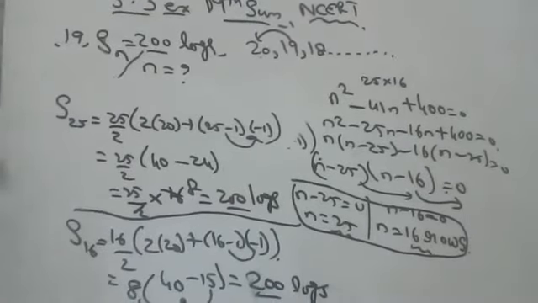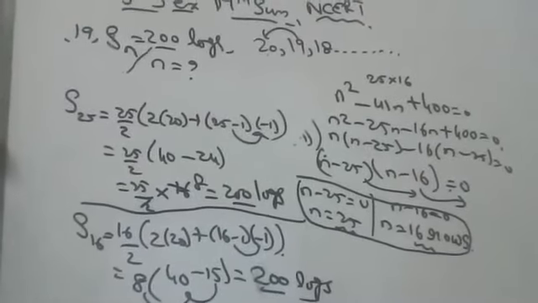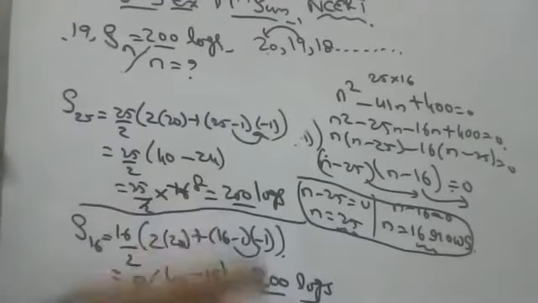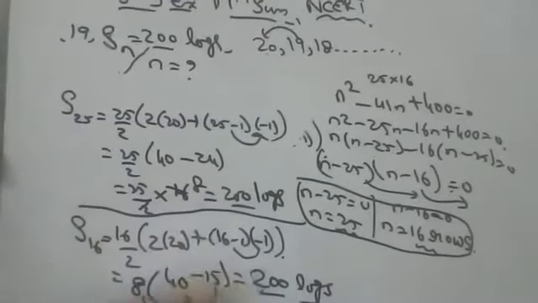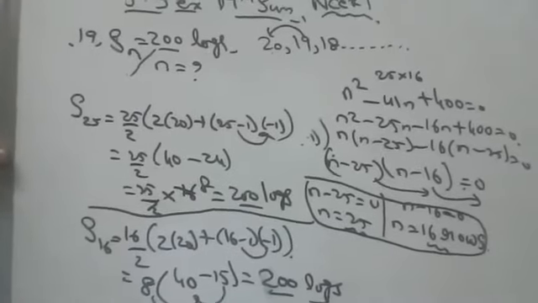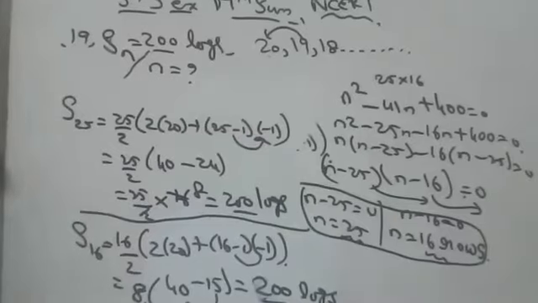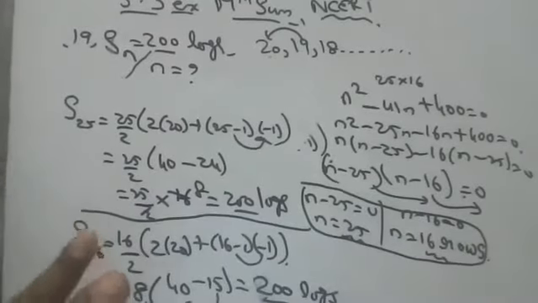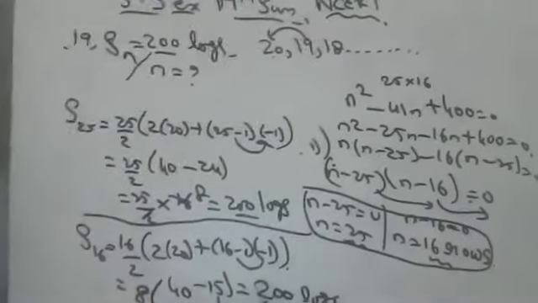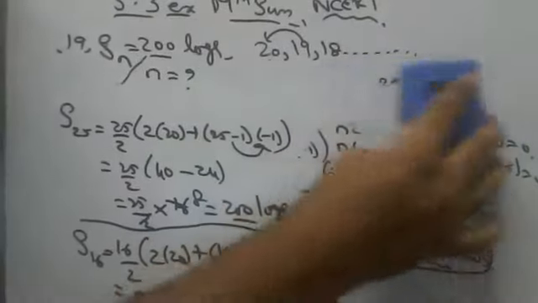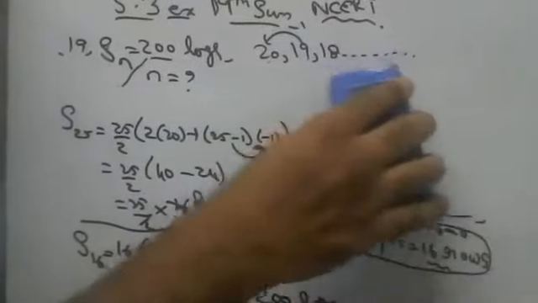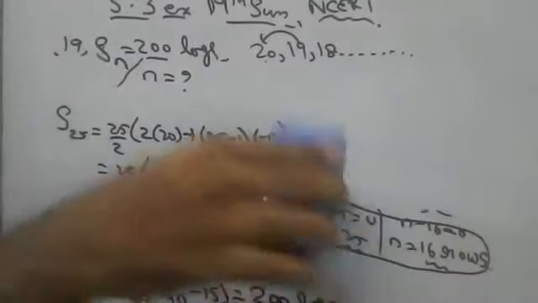Okay, children, is it 25 or is it 16? We have to check. Why did you get two answers? I will explain, children. But the answer is that only 16 is correct. But why did you get two answers? I will explain clearly. Please try to cooperate with me, children. We got 25 and also we got 16. Why did we get two answers? I am explaining. Please concentrate here.